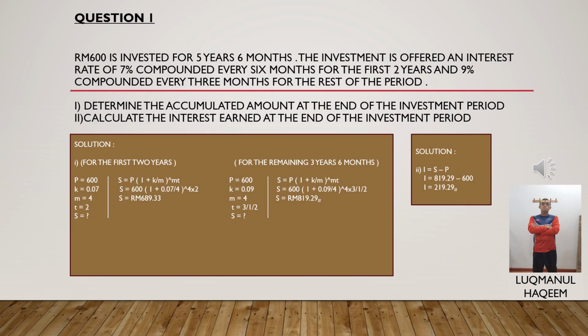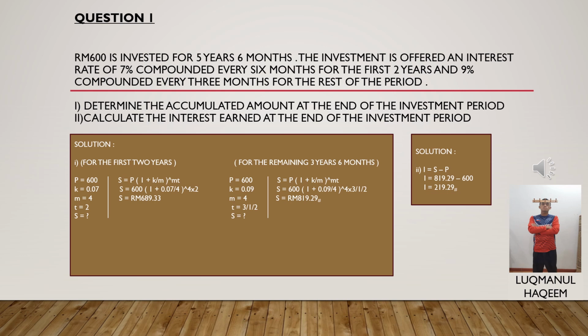Hello guys, my name is Luqmanul Hakim bin Maksud and I'll be explaining about question 1. RM600 is invested for 5 years 6 months. The investment is offered an interest rate of 7% compounded every 6 months for the first 2 years and 9% compounded every 3 months for the rest of the period. So based on this question, we can identify that this question is about chapter 3 compound interest. Roman 1. Determine the accumulated amount at the end of the investment period.